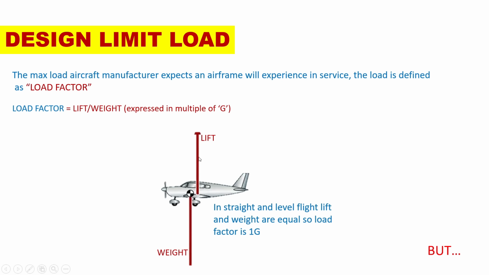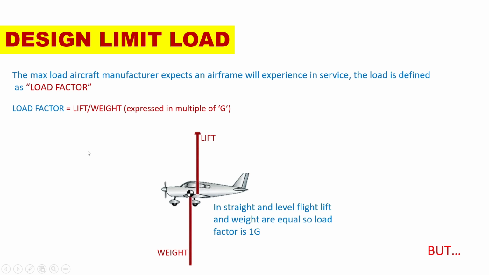Okay, so now we'll go into the details of load factor. You can see an aircraft here. The lift is acting on it and the weight is also acting on it. This is a straight and level flight, a normal flight condition. You are in cruise, right? In a straight and level flight, lift is equal to weight. Obviously, if the lift is more than weight, it will climb. If lift is less than weight, it will descend. But in a straight and level flight, lift will be equal to weight.